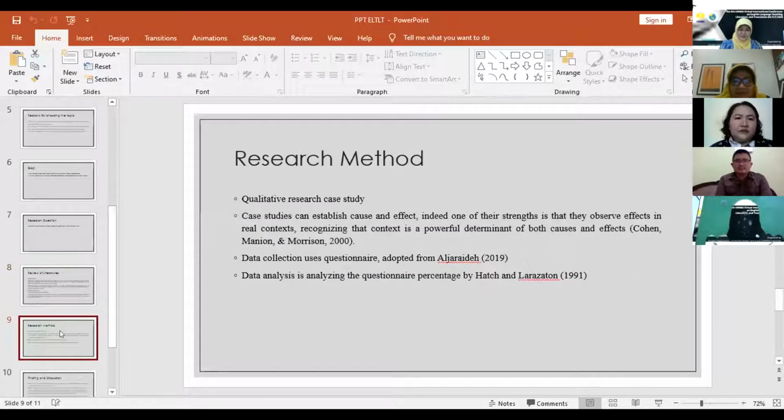The research method, I used the qualitative research case study, and the data collection uses a questionnaire. It was adopted from Al-Zaraideh 2019. And the data analysis is by using the questionnaire percentage by Hodge and Lorenzetto 1991.